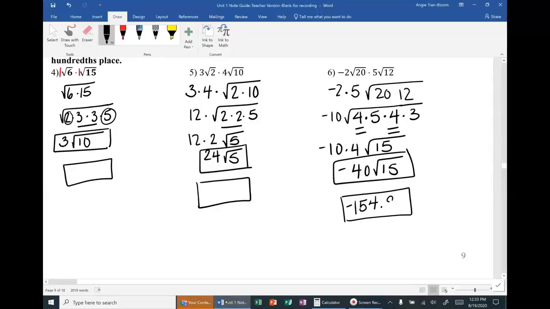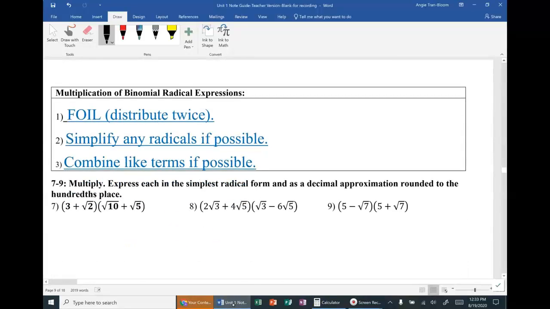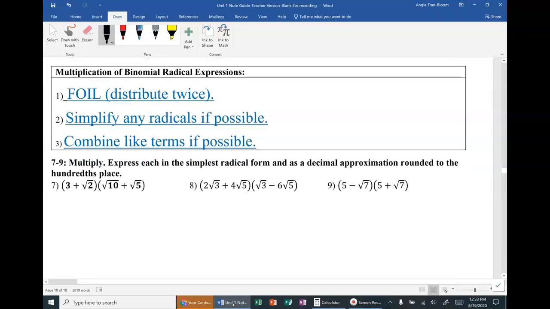My bad, 92. Okay, let's check. Let's move on to multiplication of binomial radical expressions.